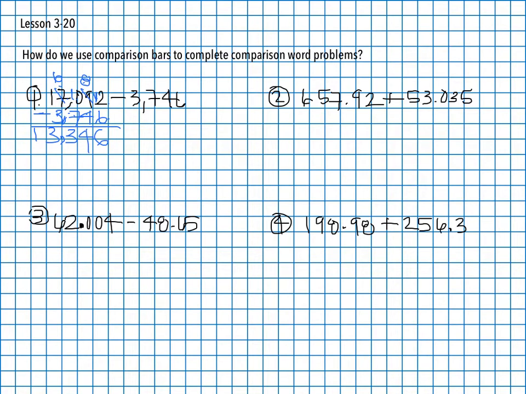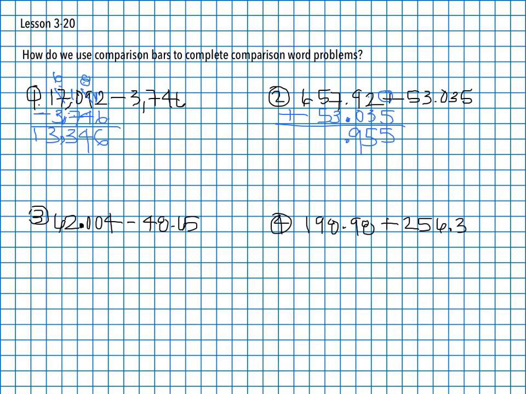Problem number 2 is 657 and 92 hundredths plus 53 and 35 thousandths. First thing we are going to do is write the problem. We're going to add them together. So we're going to put our decimal point in the spot, and we're going to put a 0, a 3, and a 5, and then we're going to put our 5 and 3 over here, and now we are ready to add. We're going to fill that with the 0, so we get a 5. 2 plus 3 is 5. 9 plus 0 is 9.